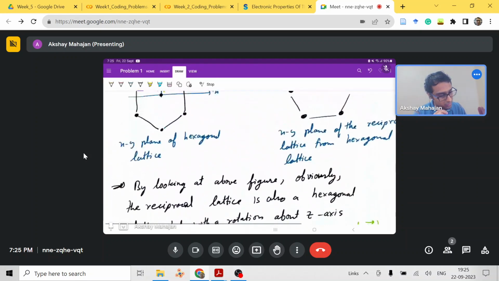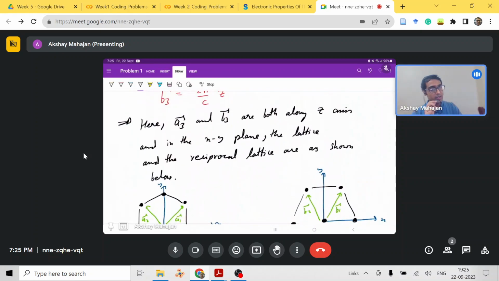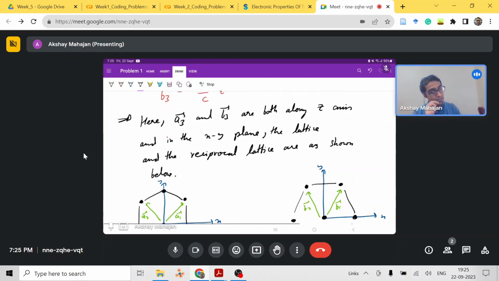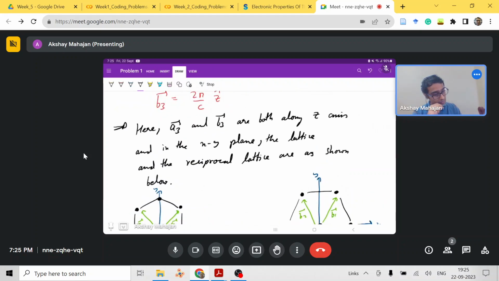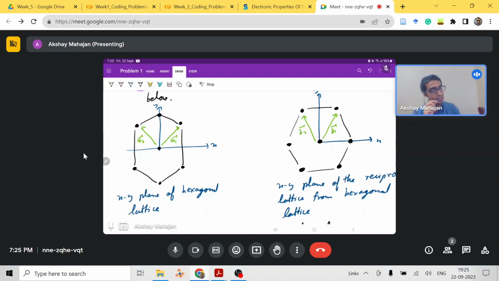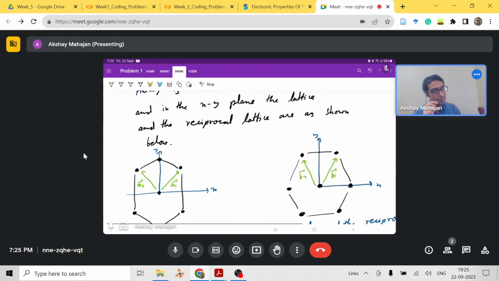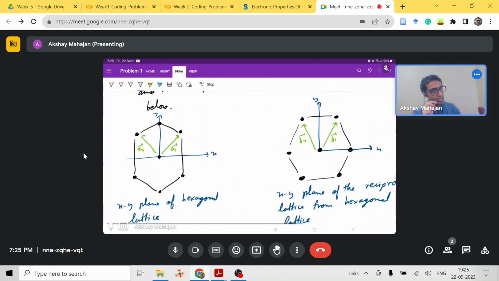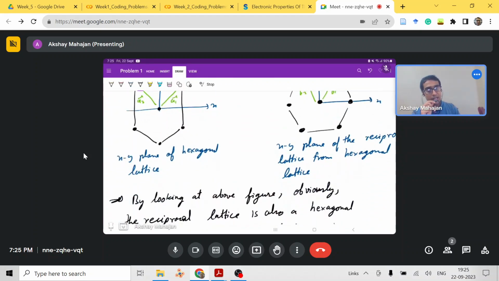And then what we have shown is that this a3 vector and b3 vector are both along the z axis, and in the xy plane the lattice and the reciprocal lattice are as shown below. In the xy plane we can see that this a1 vector and a2 vector form this hexagonal lattice, and b1 vector and b2 vector also form a hexagonal lattice, and a3, b3 are both in the perpendicular direction. So our reciprocal lattice is also a similar hexagonal lattice.